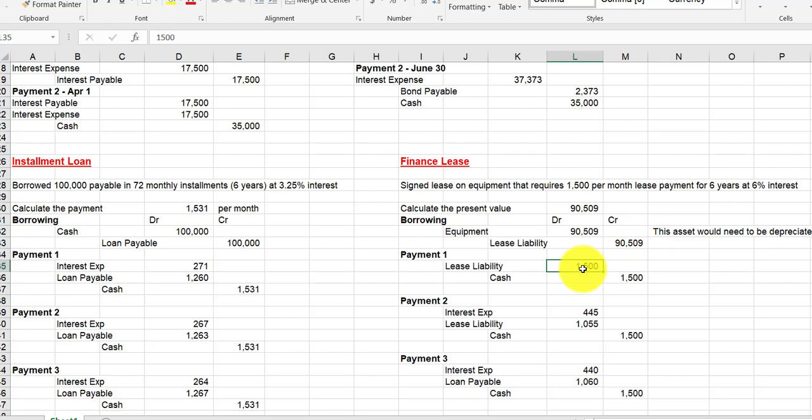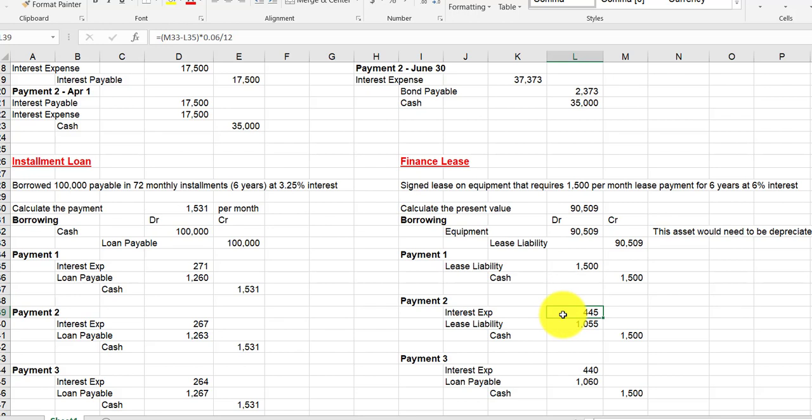The first payment on a lease is usually made right away. Unlike an installment loan, where you get to wait a month, and therefore there's interest on that first payment. On a finance lease, there's no interest on the first payment. It's all principal because no time has gone by. Interest is about time, so it's zero when no time has gone by.